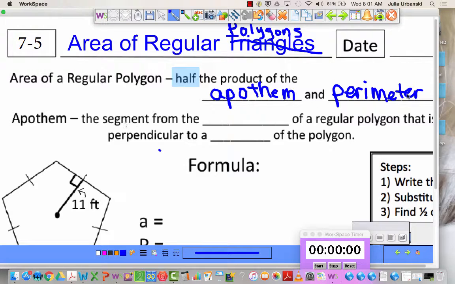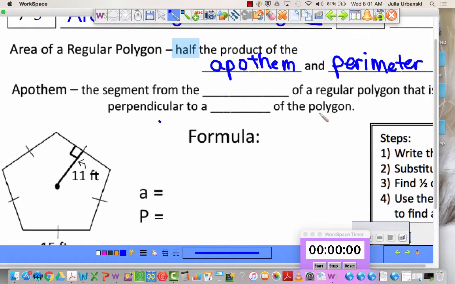The apothem, write down this definition. It's the segment from the center dot of a regular polygon that is perpendicular to a side. So it can't go to a corner. It has to go straight to the middle of a side. It's like the height of that little triangle right there. Okay, so this is the little a right there.